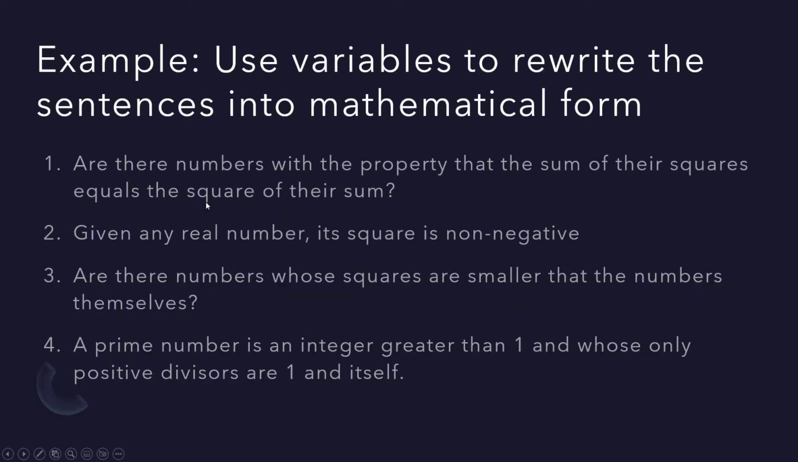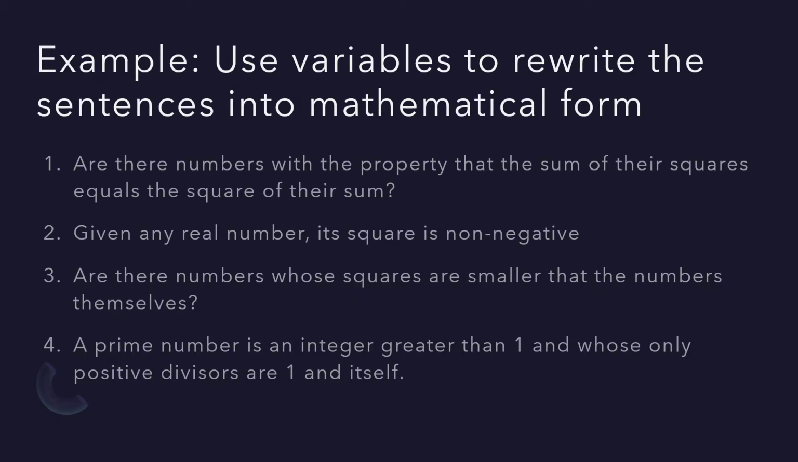Now, for example, use variables to rewrite the sentences into mathematical forms. So we have four examples here. Are there numbers with the property that the sum of their squares equals the square of their sum? Then, given any real number, its square is non-negative. Are there numbers whose squares are smaller than the numbers themselves? And a prime number is an integer greater than 1 and whose only positive divisors are 1 and itself.